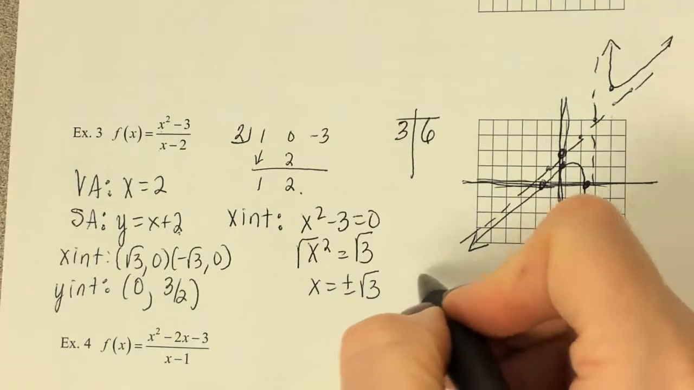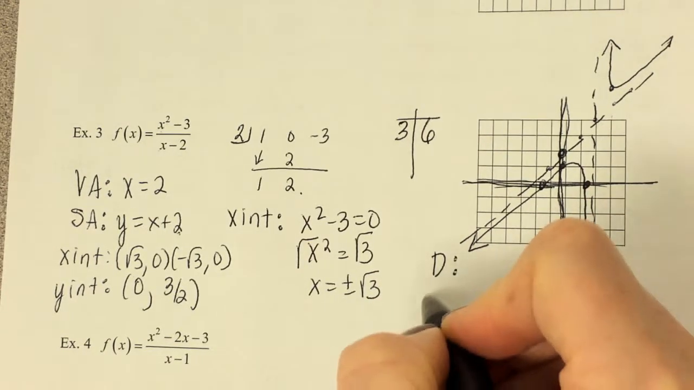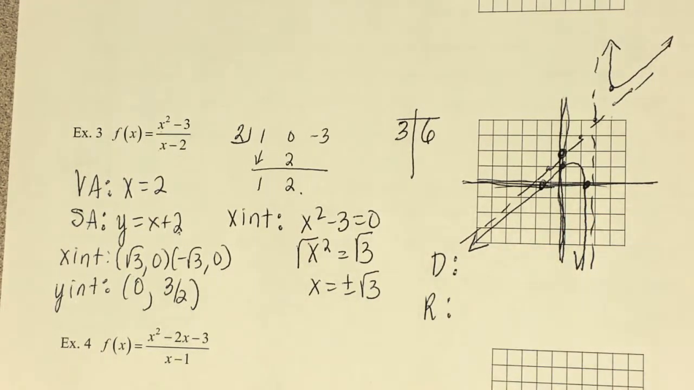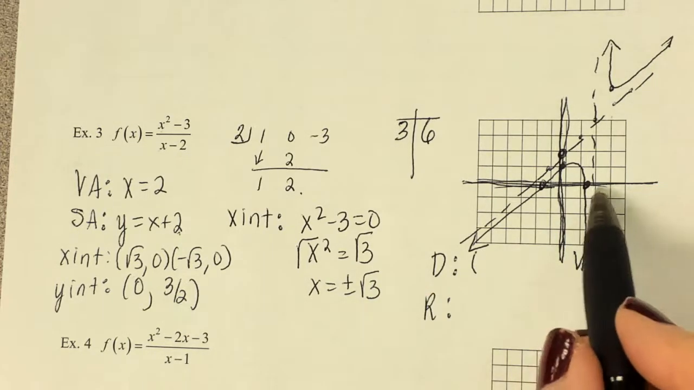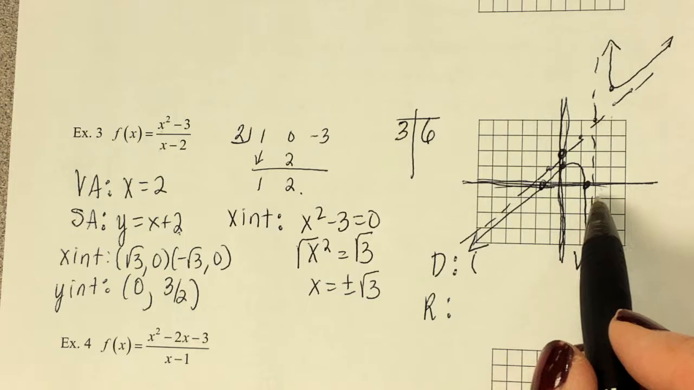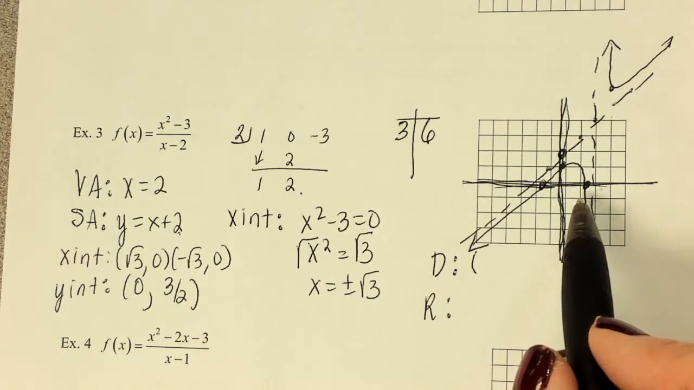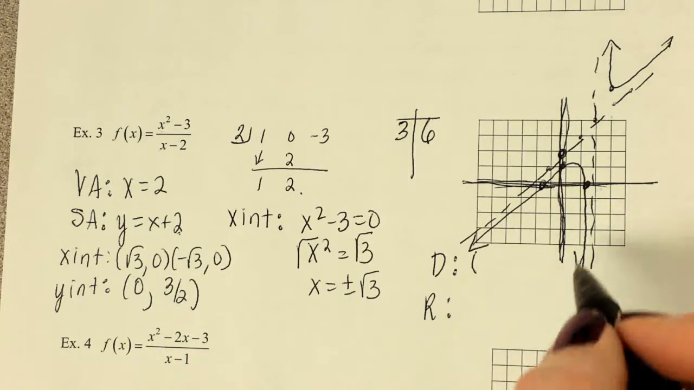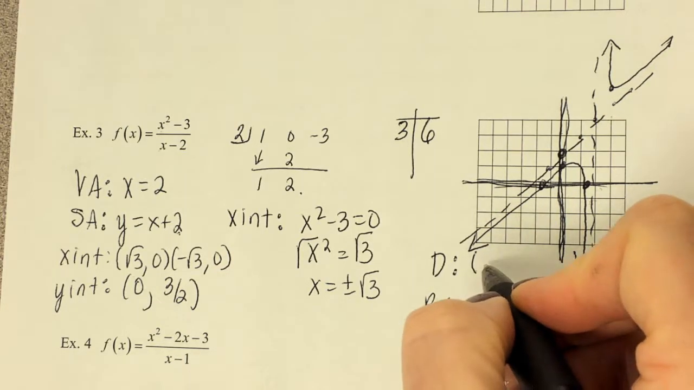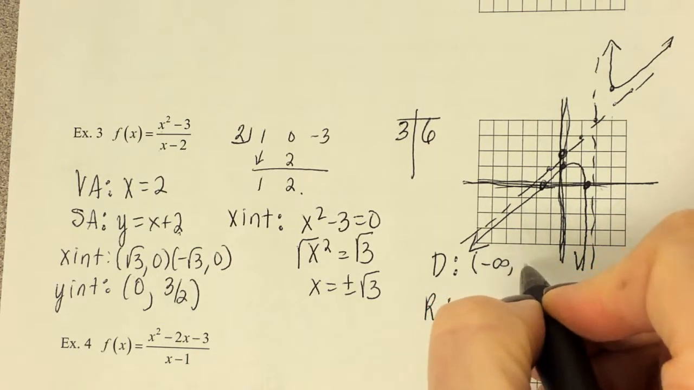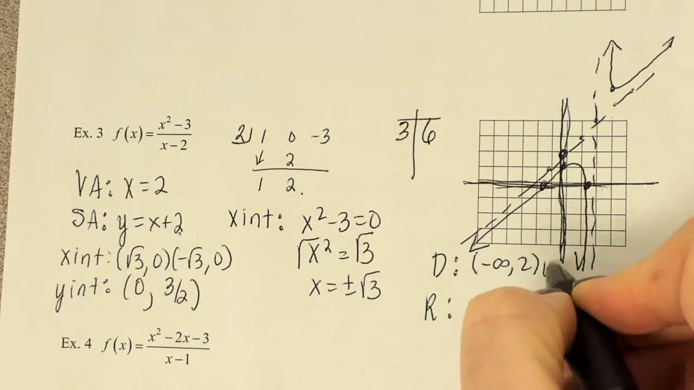The last thing we have to find is the domain and the range. The domain isn't too difficult. The domain is just going to be everything except for our asymptote here of x equals 2. So, Karish, can you tell me the domain? It would be negative infinity to 2, union 2 to infinity.